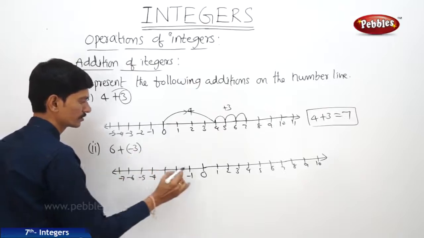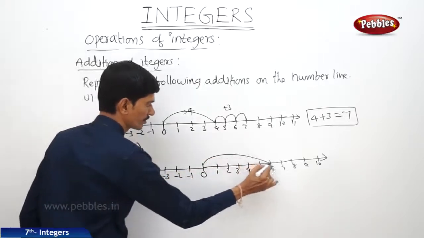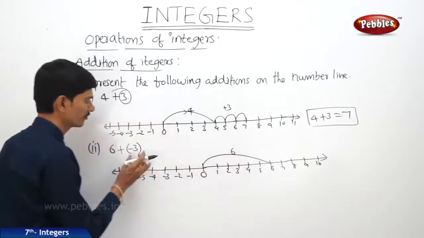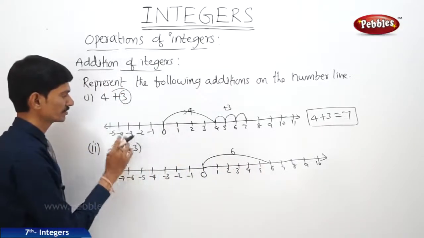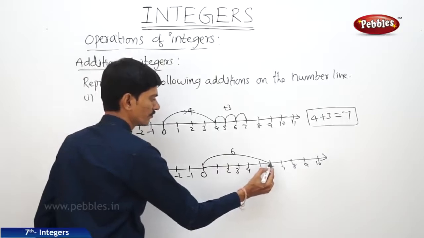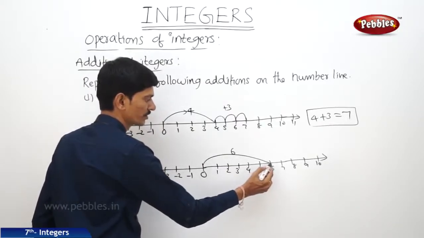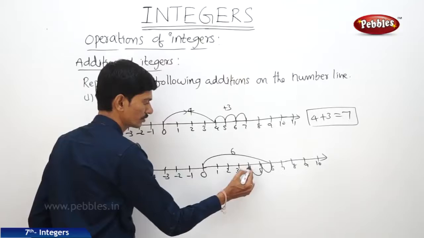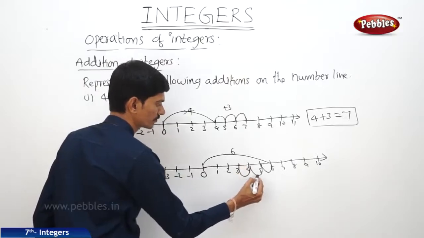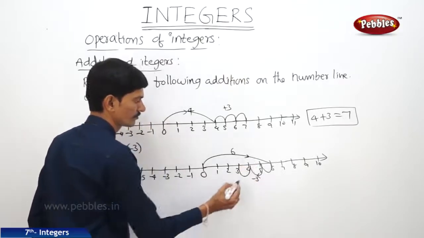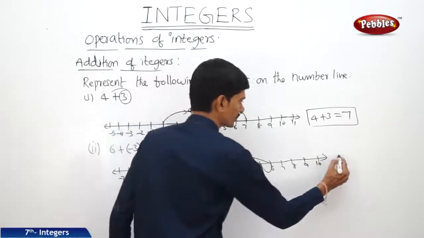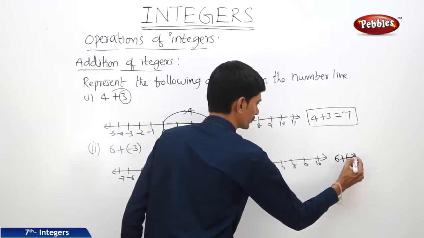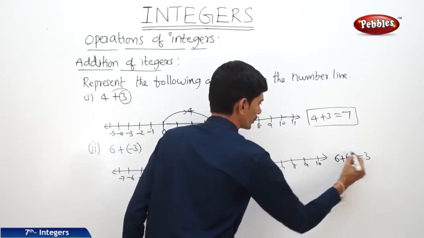Now first 6 means from 0 to 6. Then when you add a negative integer, we move left on the number line, so that is minus 3. So from 6 we move 3 units left. So 1, 2, 3. So this is minus 3. Again we reach here, 3. So then we can write that 6 plus minus 3 equals 3.